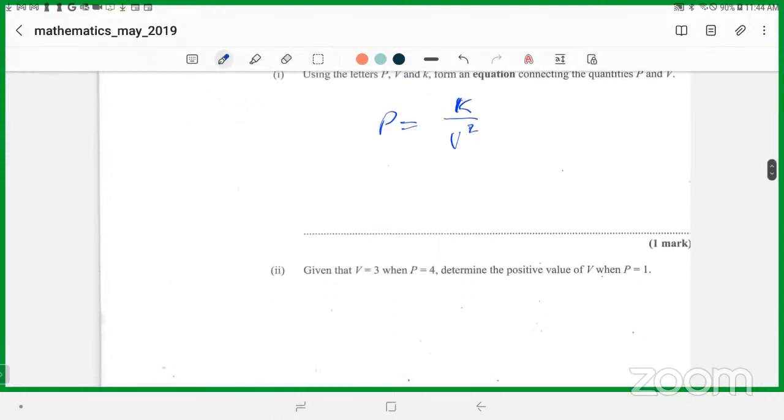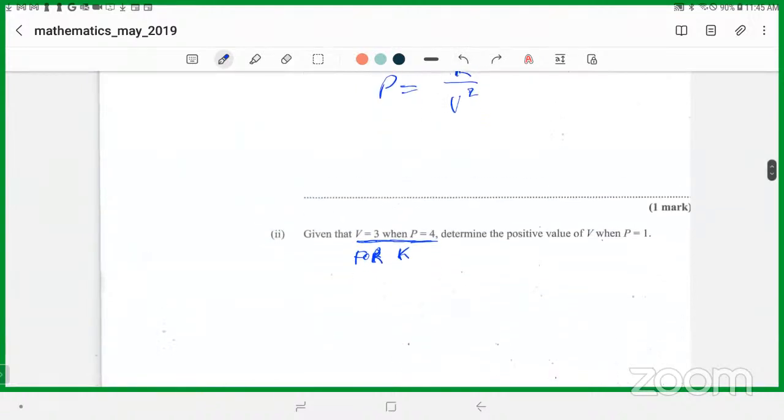All right. Then it says, given that V equals 3 when P equals 4, this information is to help you find the K. You don't have to find the K, but you can do the question by finding the K. Maybe closer to the exam, I'll show you how to do it without finding the K. The question does not ask for the K. It says determine the possible value of V when P equals 1. So you're trying to find V when P equals 1. So I want to find the K first, guys, using this information. Let's use that method. All right, let me move this down a bit.